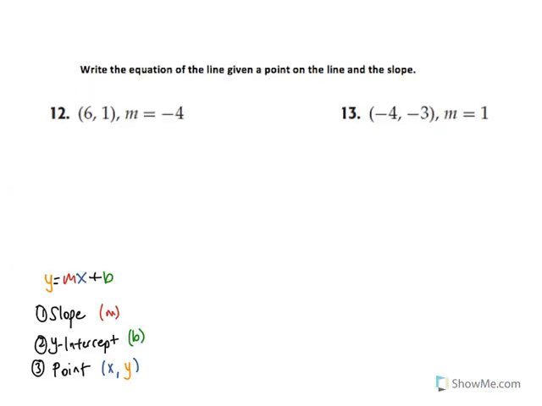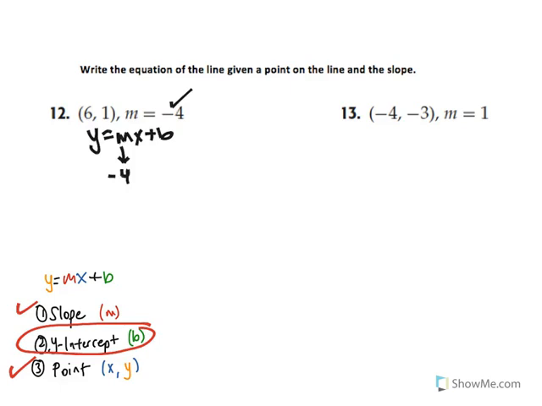So now I know that if they give me 1 point on the line and the slope, I need to substitute to find the y-intercept. So let's look here. We start with the equation of a line. They give us the slope is -4, and then we need to substitute in order to find the y-intercept, or the b.